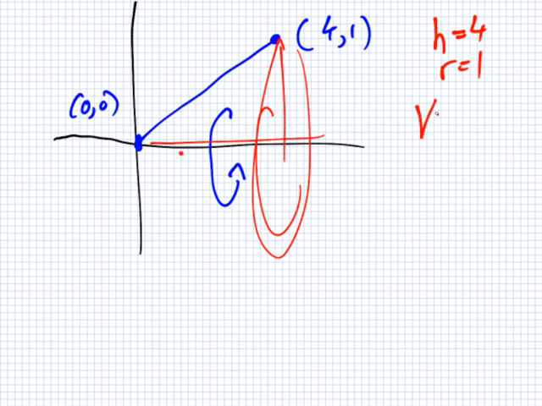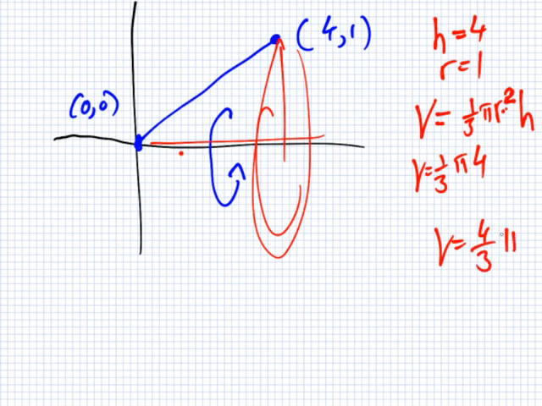So what's the volume of a cone? It's 1/3 pi r squared h. Here you would get 1/3 pi, what's the r? 1 squared is 1, and the height? 4. So the answer should be 4 over 3 pi, so around about 4 units cubed. Okay.